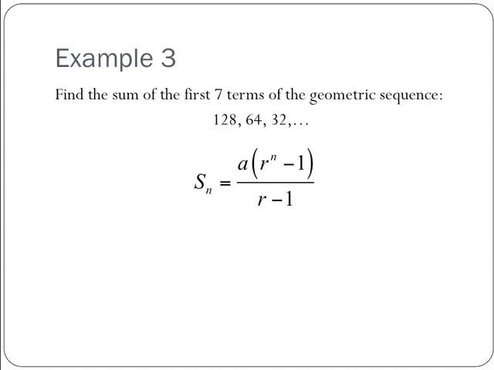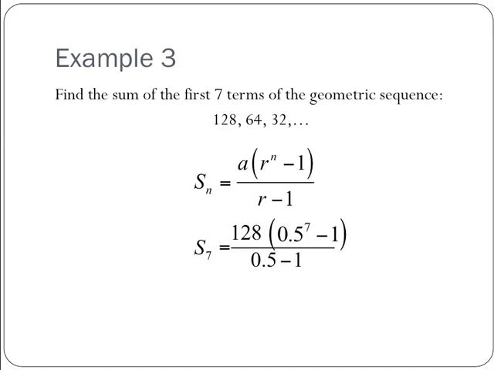So we are finding the first 7 terms, so n is equal to 7. The first term is 128. The common ratio is the number you're multiplying by to get to the next term. That would be 1/2 in this case, or 0.5. And we're summing up 7 terms.